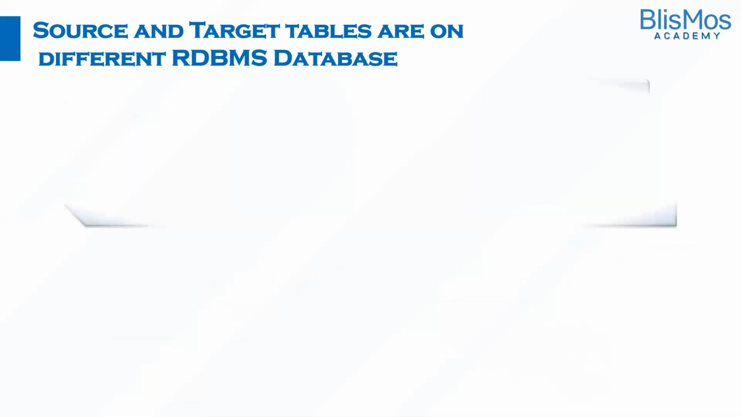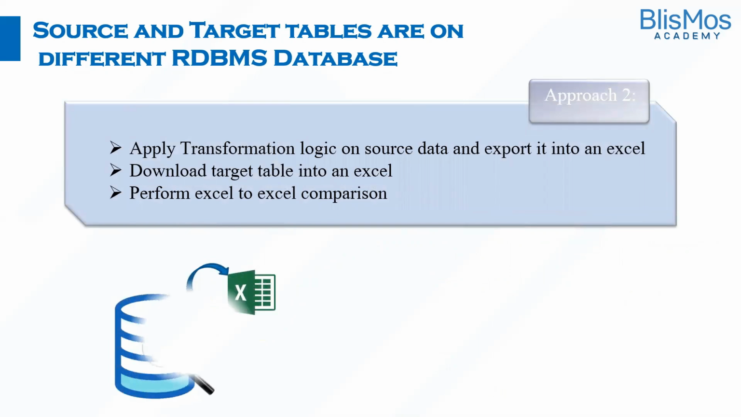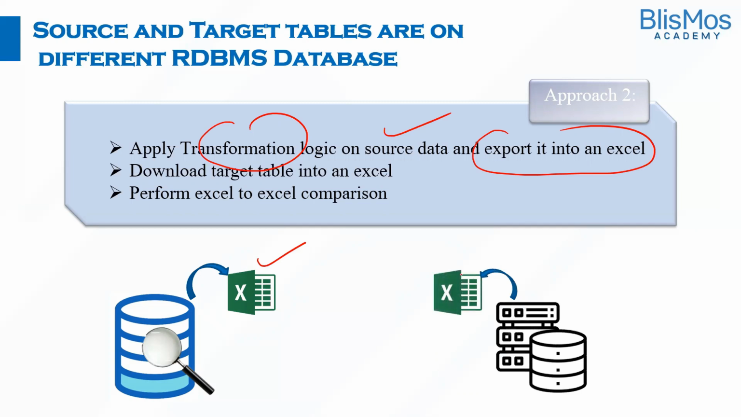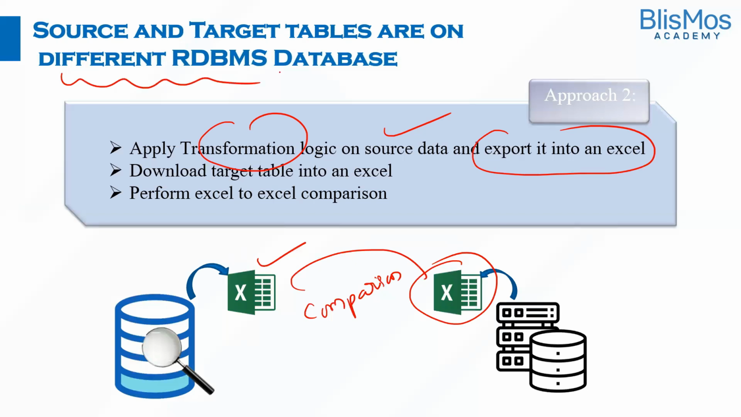And the next approach would be to apply the transformation logic on the source data, export that into an Excel sheet, export the target table into an Excel file, and perform the comparison in the Excel files. This is how you approach the data validation when the source and target tables are in different RDBMS databases.